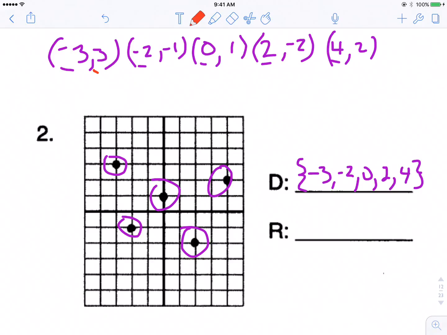Same with the range values. My range values are all my y values. Again, I list those out from lowest to highest. This time they're not in order, so I have to figure out my lowest is -2, bracket, -2, -1, 1, 2, 3, end bracket. Done. So when you have individual points like that, you really should list out the individual coordinates and then write your lowest to highest, both domain and range values, not repeating.